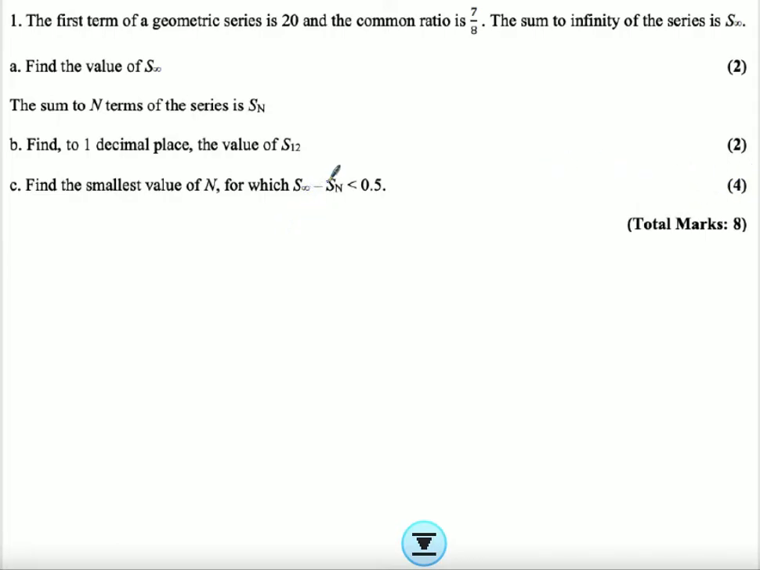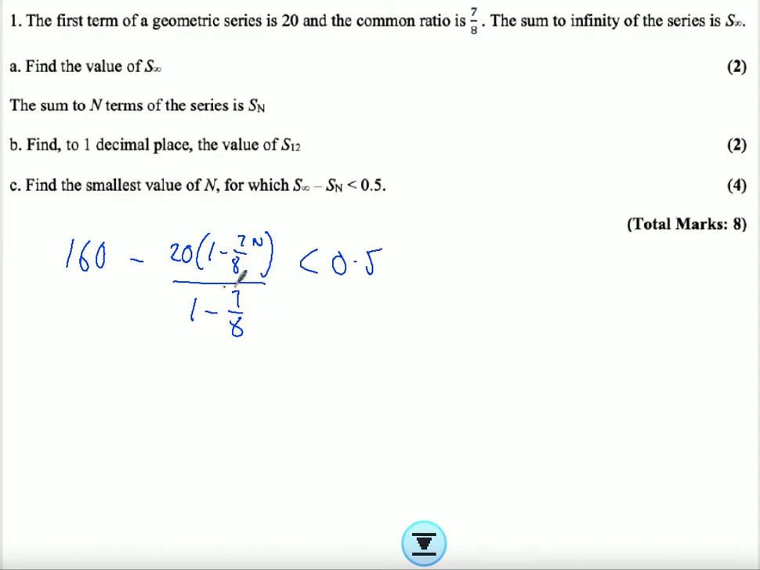Sum to infinity, subtract sum to n is less than 0.5. Find the smallest possible value of n. Okay, so this is a little bit tastier. So the sum to infinity was 160, and the sum to n we wrote down as 20, 1 subtract 7/8 to the power of n, all over 1 subtract 7/8. And we want that to be less than 0.5.